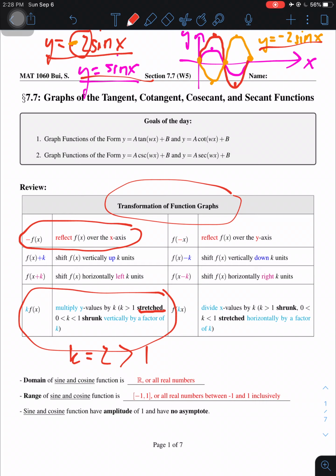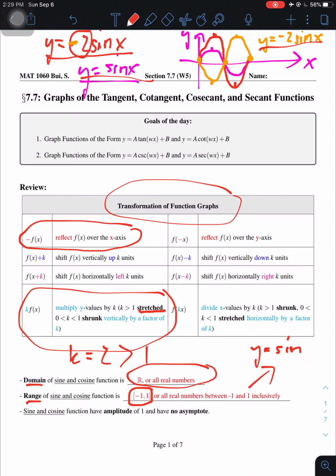Okay, and just a little bit of reminder from 7.6. We also talked about the domain and range of each function, sine and cosine, right? And they share the same domain and range. So for the domain, you can take any number. Okay, so x can be anything. x could take a positive number, a negative number, and 0 also. Okay, but as for the range, it has to be between -1 and 1 inclusively. Okay, for the original sine function.